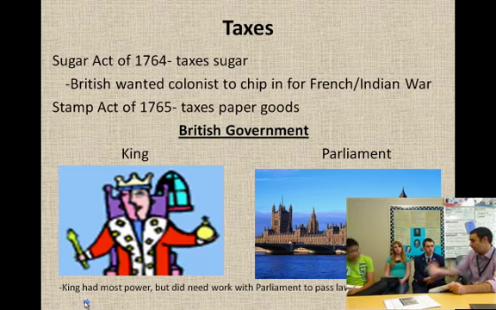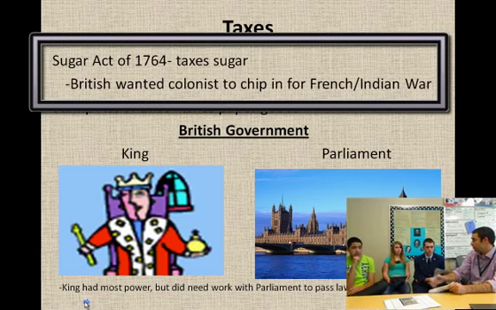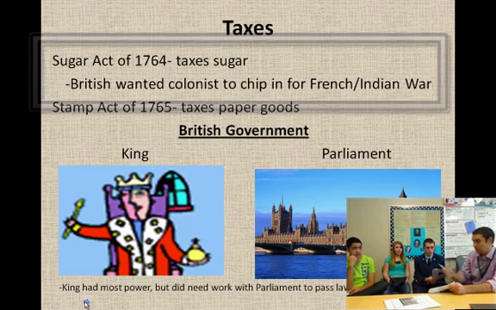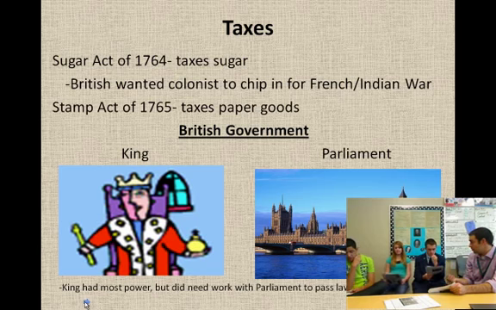So the king's like, hey, we just came and we got rid of the French for you. You guys should pitch in a little bit. So that's why the tax gets passed. Make sense? Okay. So do you see where it says a response to the French and Indian War? Does that make sense? Okay. But he doesn't stop there.